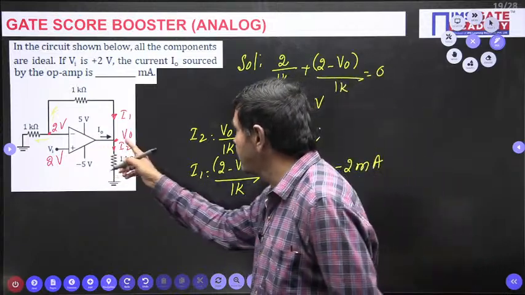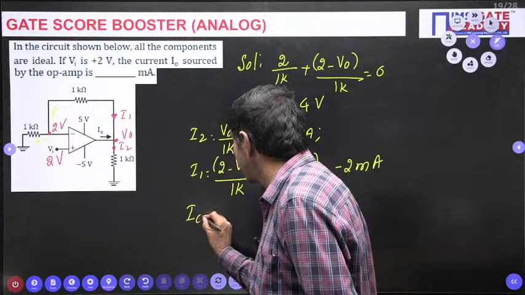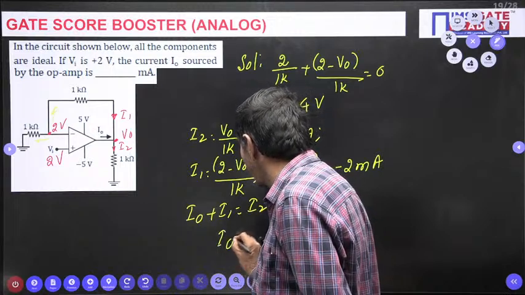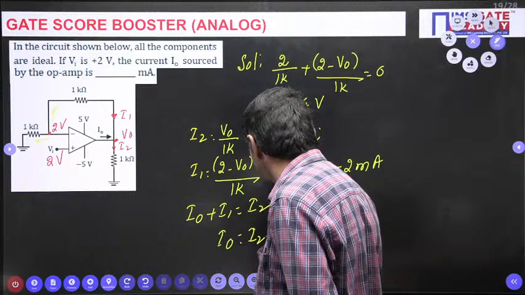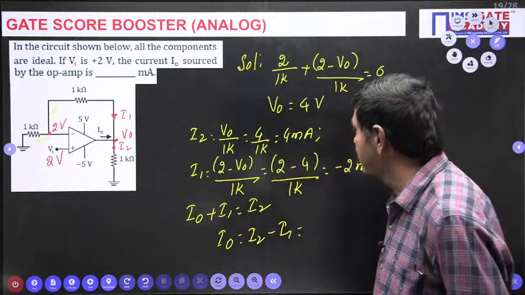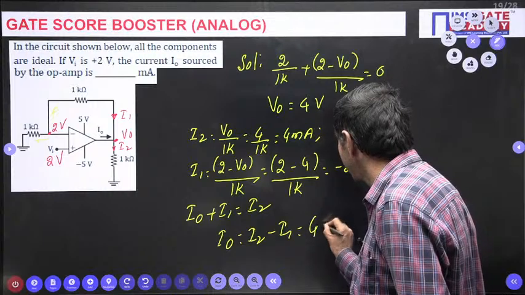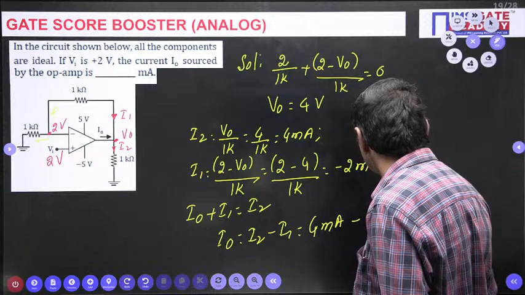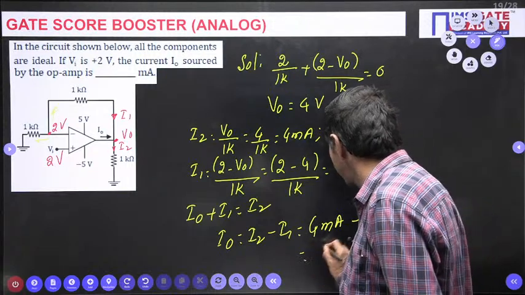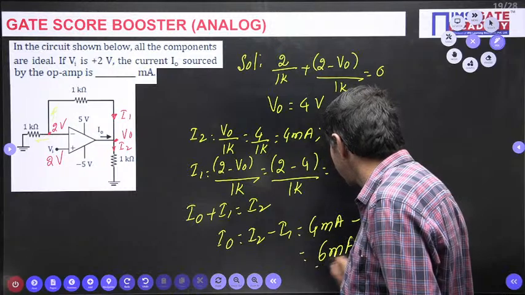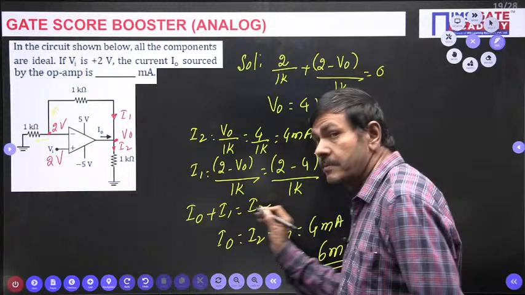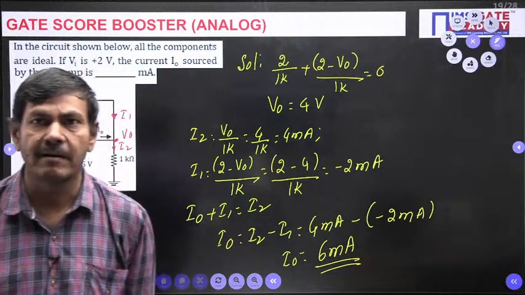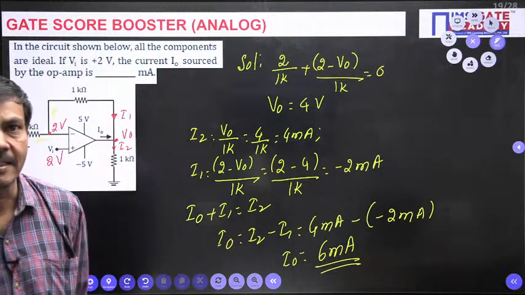I can write this current: I naught plus I1 equals I2 only. But my aim is to find I naught, so I2 minus I1 I can get. We got I2 as 4 milliamperes. Minus I1 is minus of minus 2 milliamperes. 4 plus 2, 6 milliamperes. Final answer is I naught equals 6 milliamperes. Yes, Akansh Sharma, you are getting 6 milliamperes, exactly correct.